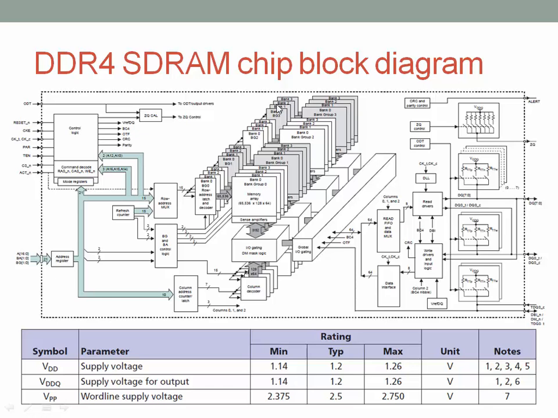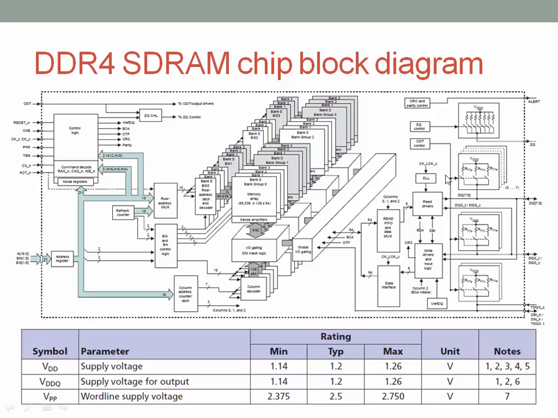This is a DDR4 SDRAM chip block diagram. This is a Micron 512 megabyte SDRAM IC. It has 18 bits of address input, and it has inputs for bank group selection and bank selection. It has the row decoders here, and the row latches, and the column decoders and column latches. And there is this global I/O gating line, which connects all the bank groups, and there are local I/O lines in between the bank groups itself.